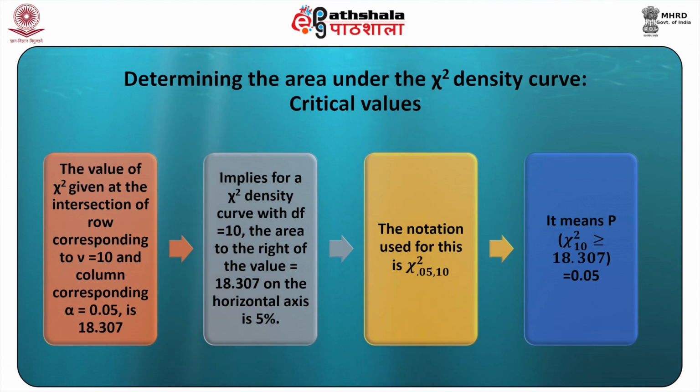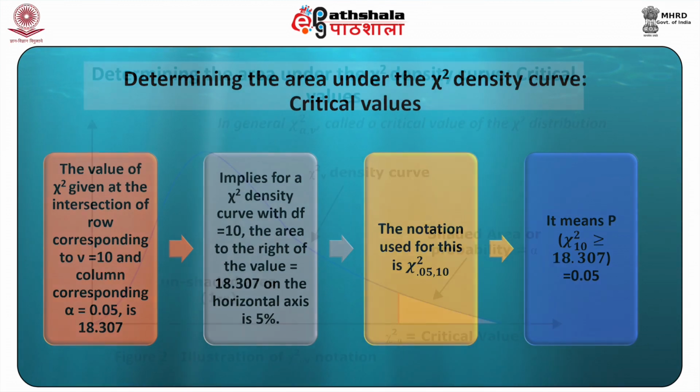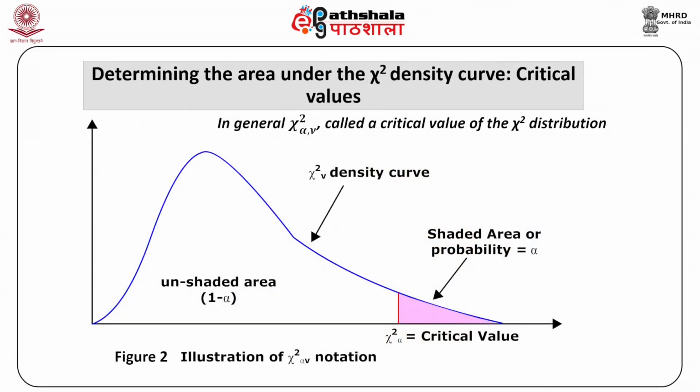On the horizontal axis is 5%. The notation used for this is chi-square 0.05, 10. It means the probability chi-square 10 is greater than or equal to 18.307 is 0.05. This is also depicted in our figure 2. You can see it more clearly from there.